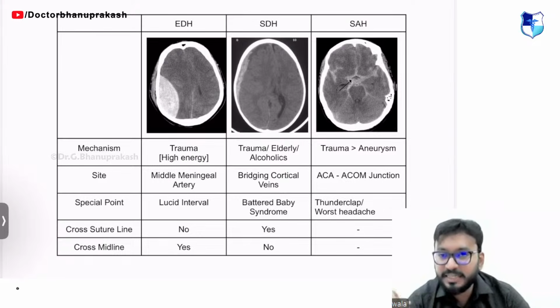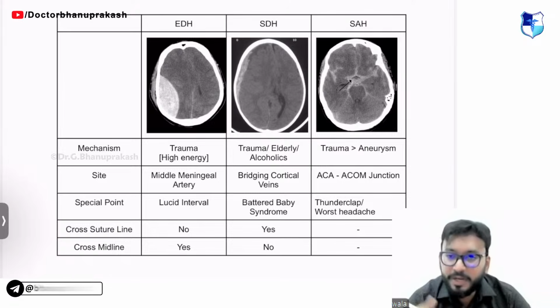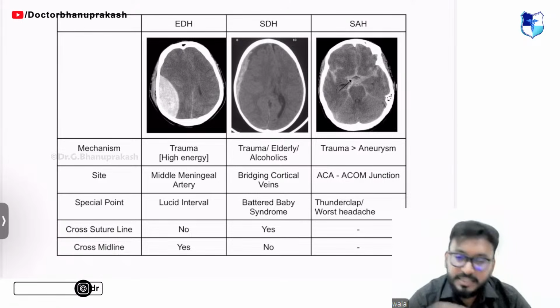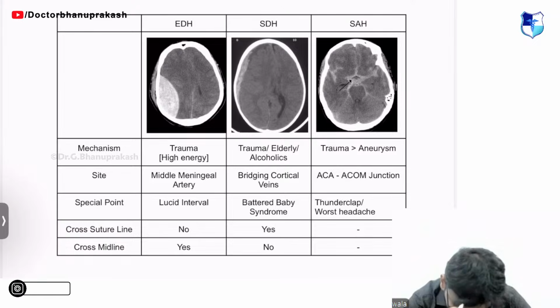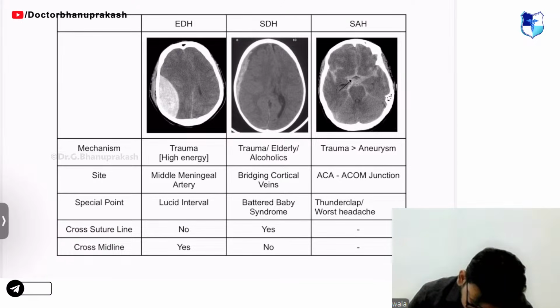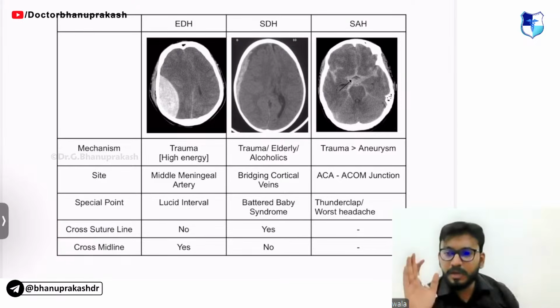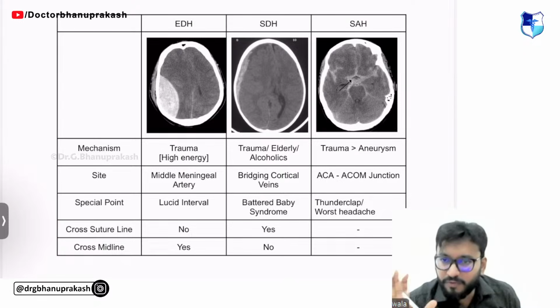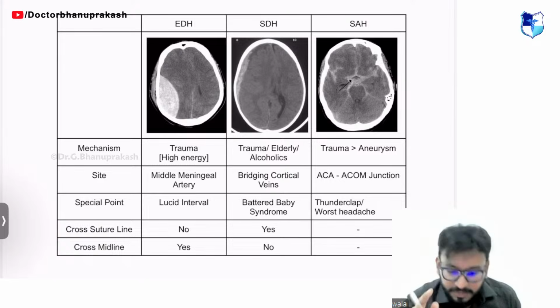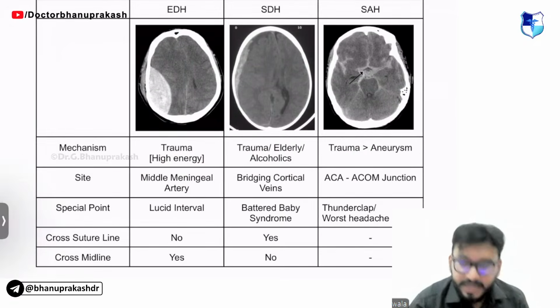EDH, SDH, SAH. EDH is extradural, epidural hematoma. SDH is subdural hematoma. SAH is subarachnoid hemorrhage. Remember, guys, this table will help you solve a lot of MCQs. At least 10 to 12 MCQs have come in the past few years from this table alone. The photos and the words that I've written, this table is more than enough for you to crack questions on this topic. Please pay attention. Let's see EDH first.